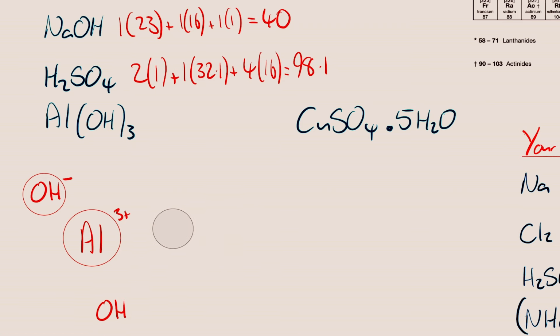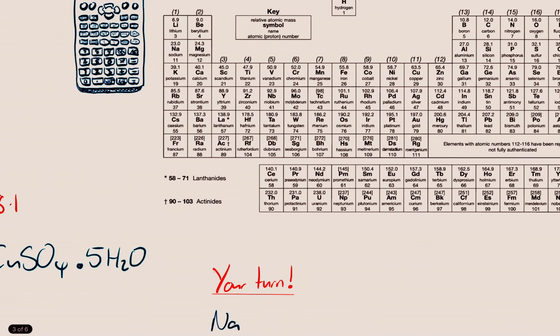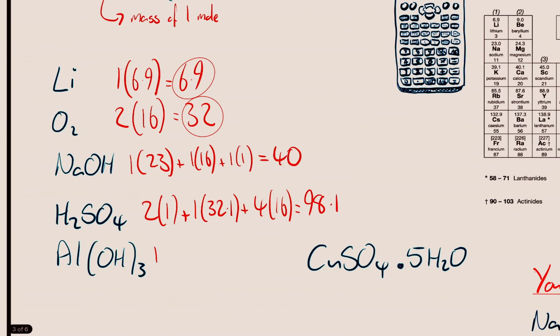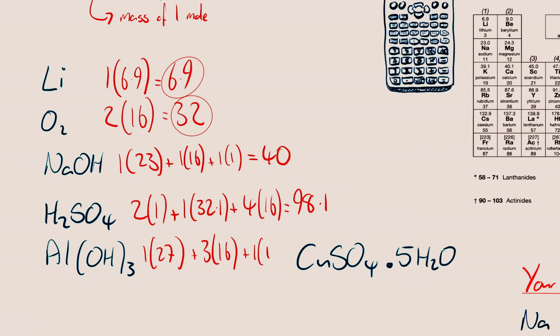So we have 1 lot of, what's aluminium? 27. 1 lot of 27 plus 3 lots of oxygen, 3 lots of 16 we've already seen, plus 1 lot of hydrogen, which is 1. We've already seen that a few times. And there we get to 78. Let's circle our answers. Let's go back and circle the rest as well. Perfect.